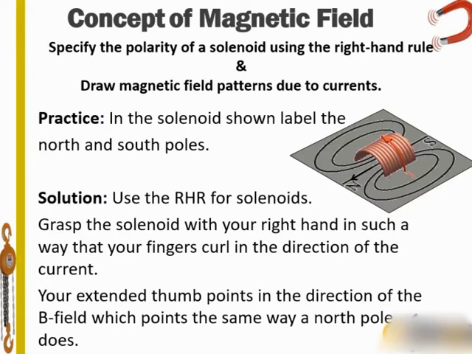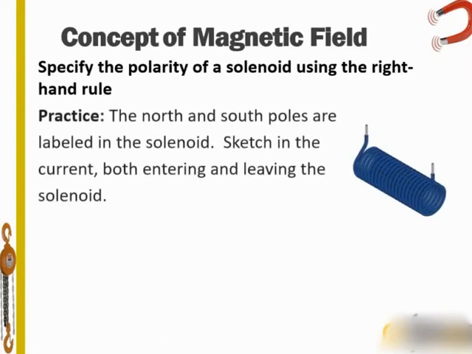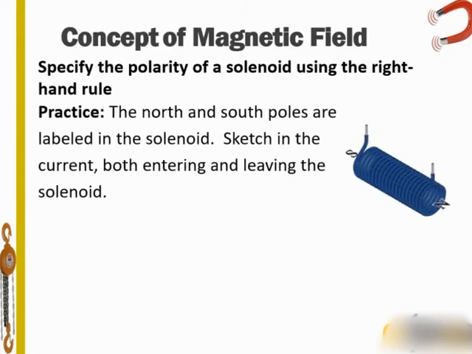So for example, if we look at this particular practice, here you can see the diagram of a solenoid. And again, you can see that the north and the south poles have been labeled on the solenoid. And the question is just asking you to sketch in the current, both entering and leaving the solenoid. So in other words, if you look at the diagram at this point here, where you have this particular part of the coil, is that going to be the part of the coil where we have current entering, or is it going to be the part of the coil where we have current leaving? How would we determine that?